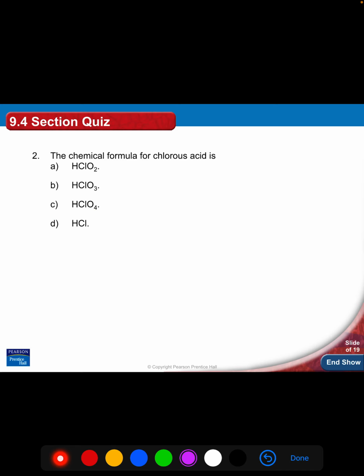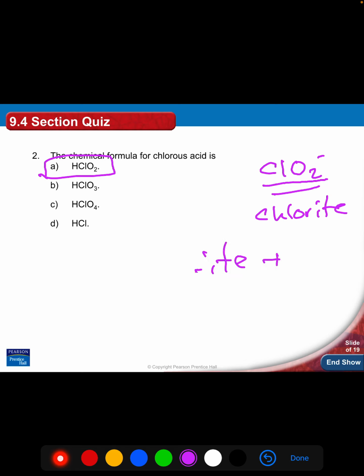The chemical formula for chlorous acid, and this is not one of the more common ones, but this comes from chlorite, and the chlorite anion is ClO2 minus. Okay, so it would be HClO2. You would need a chart of the polyatomic ions so that you knew that this was the chlorite anion. Remember, the ite anion becomes the ous acid. Okay, that was the second rule.